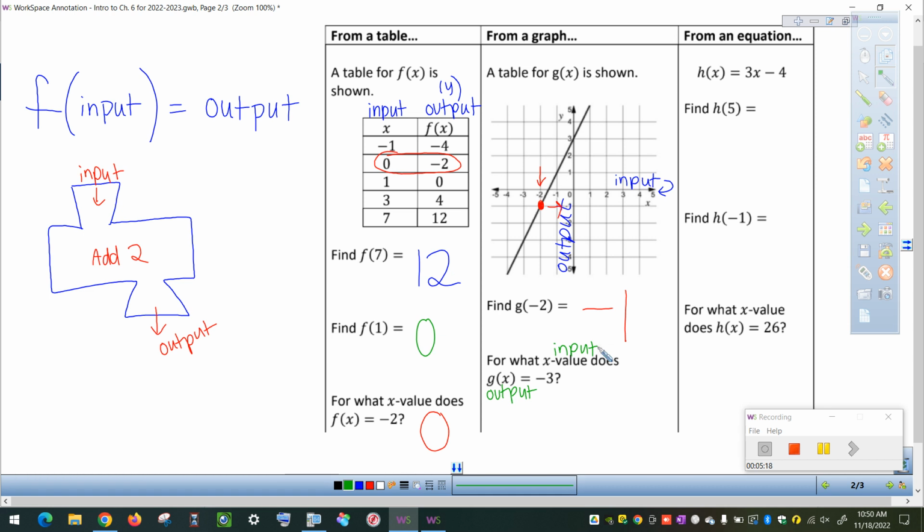So the output of -3 means we have a y value of -3. So we're going to be looking down here on the y-axis, at the y value of -3 here. I'm either going to go to the left or the right to find the line. In this case, I'm going to the left. And then this point here in green, that's when we had an output of -3.